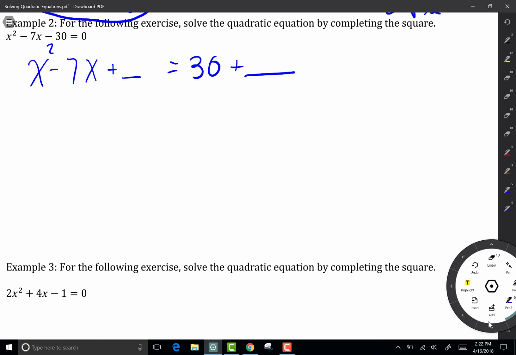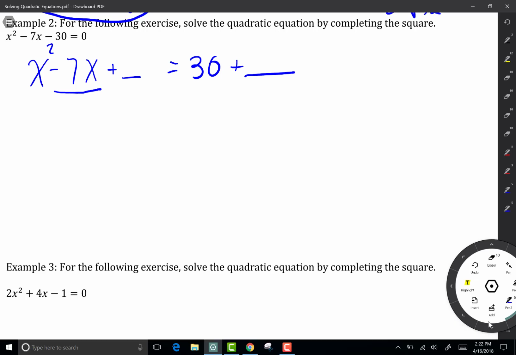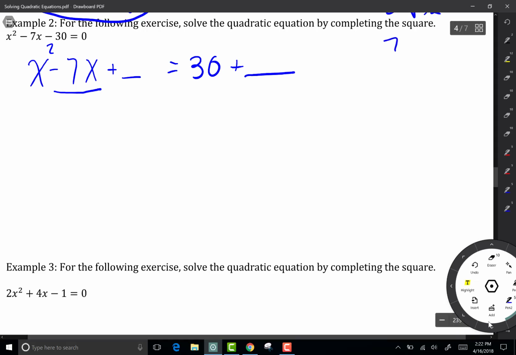Now, in order to complete the square so that I can factor this as a perfect square, I need to take half of 7, which is 7/2, and square it. Let me do some scratch work over to the side here. I have 7 divided by 2. I take half of 7, and then I have to square it. That gives me 49 over 4. So I'm going to put 49 over 4 here, and whatever I do to one side, I also have to do to the other side. Okay, now I've got a perfect square here.